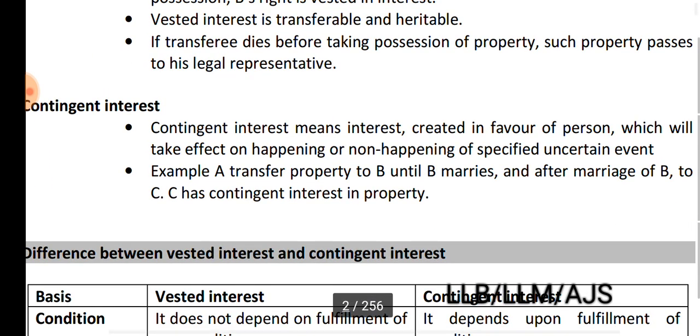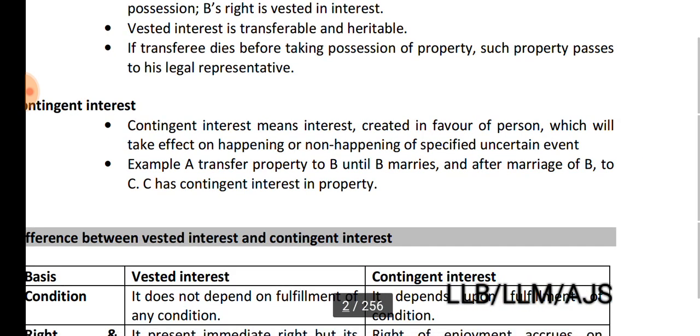Then comes contingent interest. Contingent interest means an interest created in favor of a person which will take effect on the happening or not happening of a specified uncertain event.